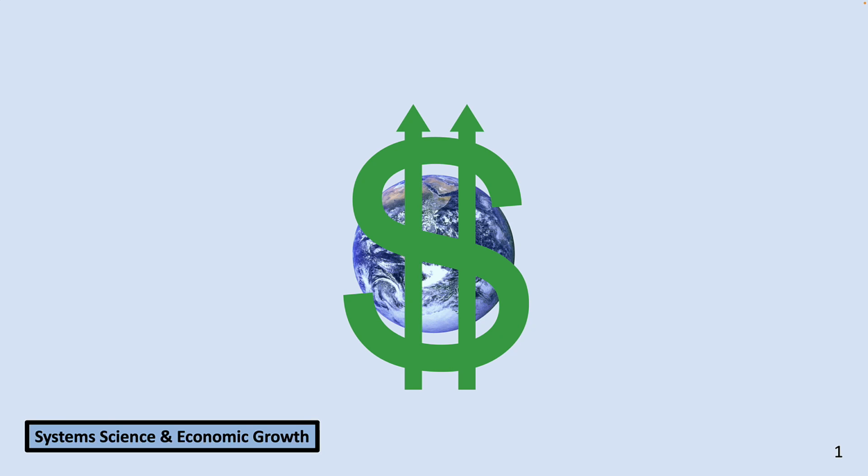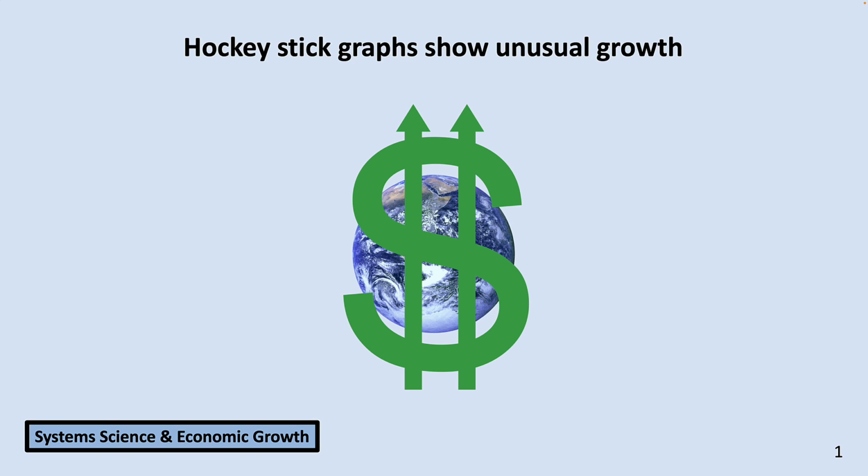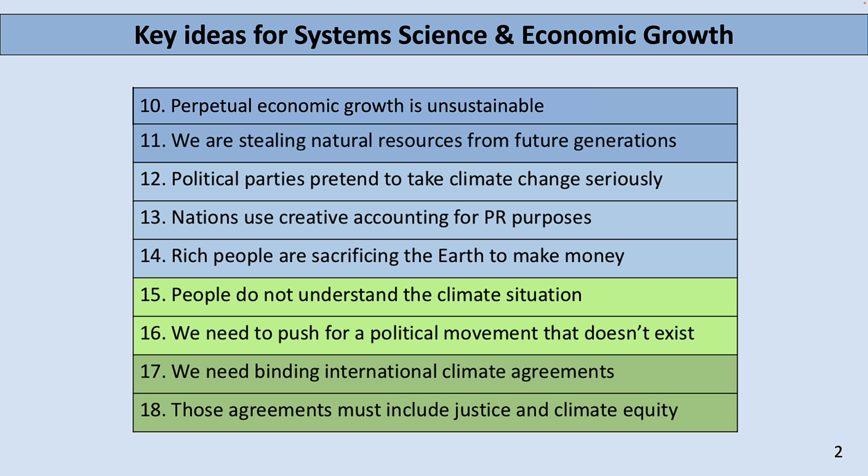Welcome to System Science and Economic Growth. Hockey stick graphs show unusual growth. The key idea for this video is number 10. Perpetual economic growth is unsustainable.